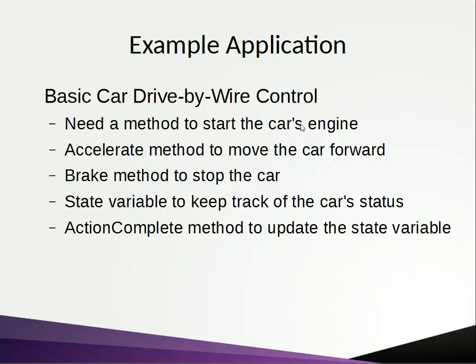let's look at this example application. Basic car drive-by-wire control application. So we're going to need a car object, we're going to need a method to start the car's engine, a method to accelerate the car and move it forward, a braking method to slow and stop the car, a state variable to keep track of the car's status, whether it's off, running, accelerating, braking, and an action complete method to update the state after we've been accelerating or braking.